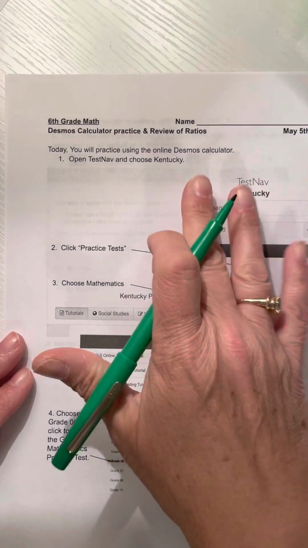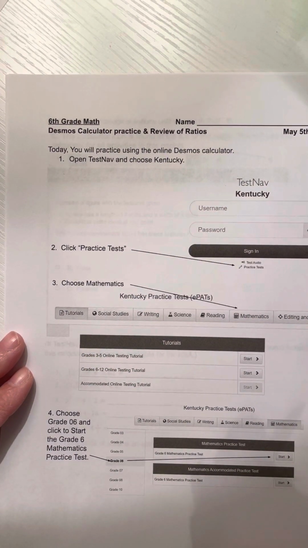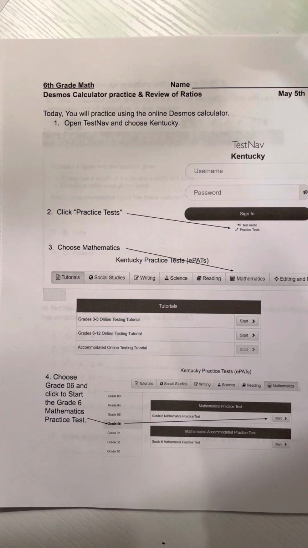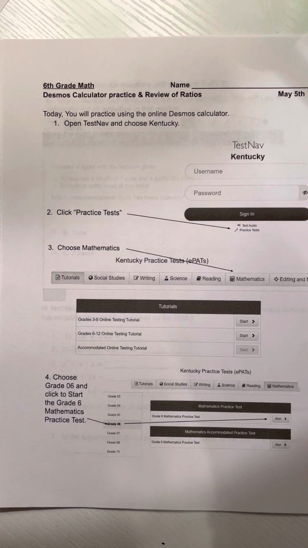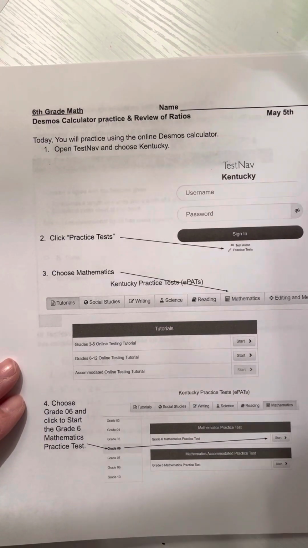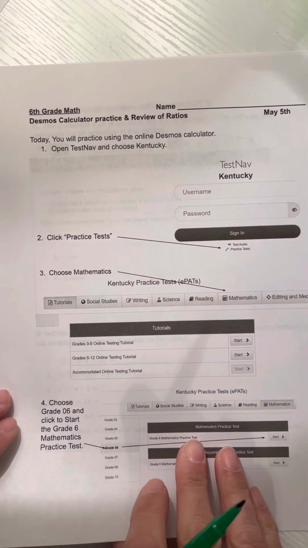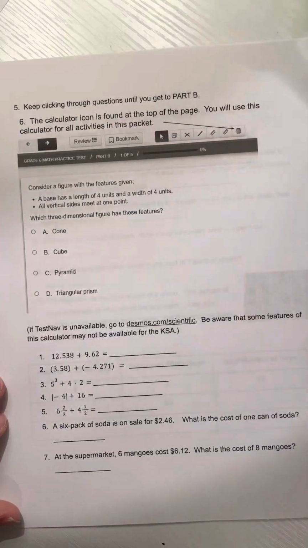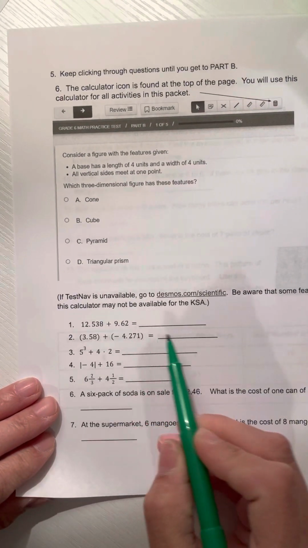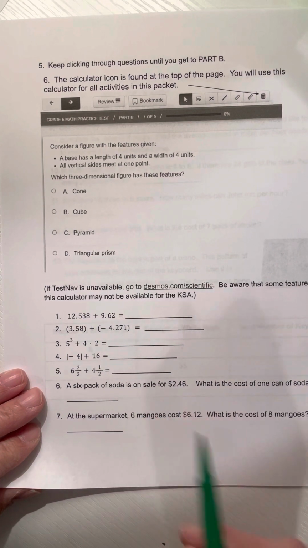So the first part just tells you how to get on the Desmos calculator, because when you take KSA, you're only allowed to use the online calculator with a few exceptions, but most of you have to use the online calculator. And this tells you how to get to the practice one. So just follow those steps. And then you get to this section and you'll be able to look at that calculator and figure out how to type those in, I think.